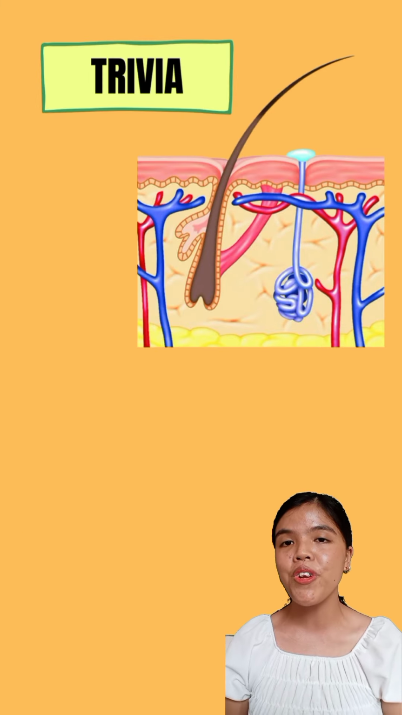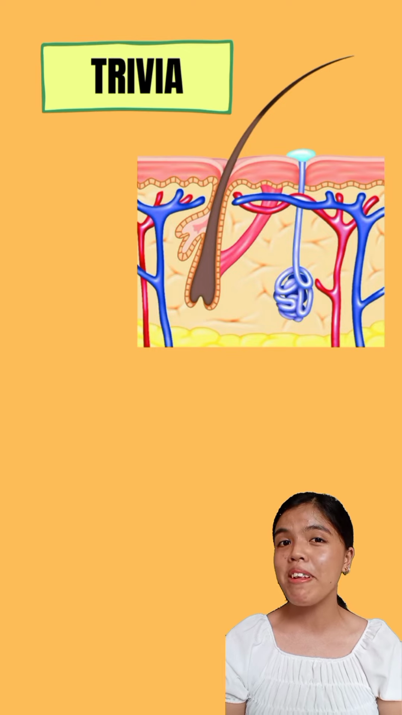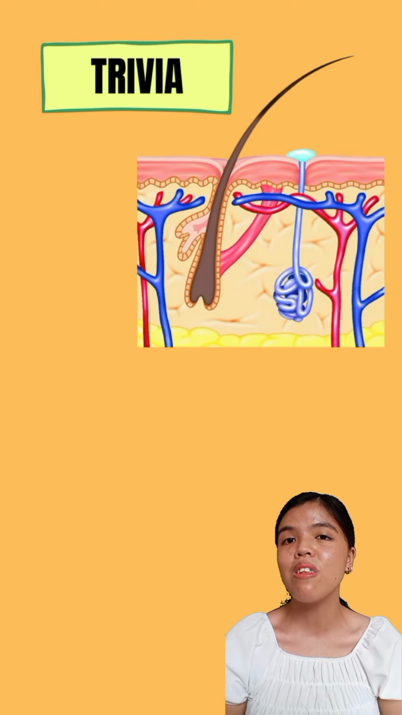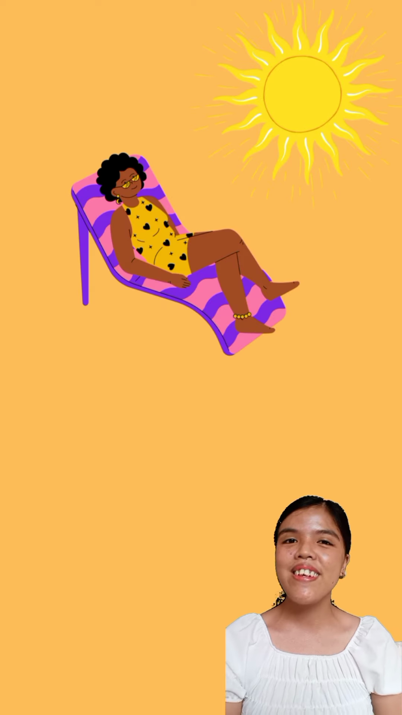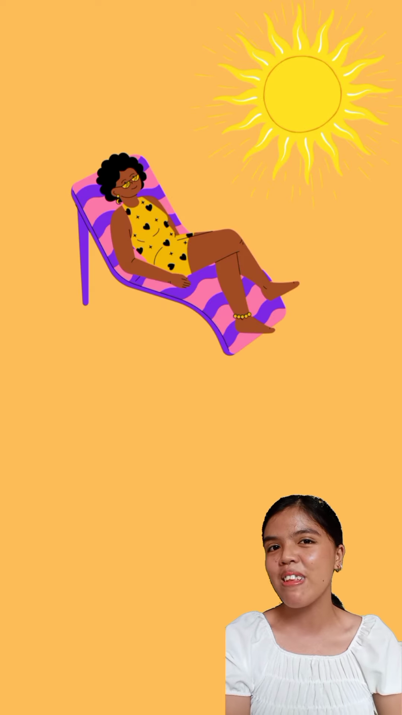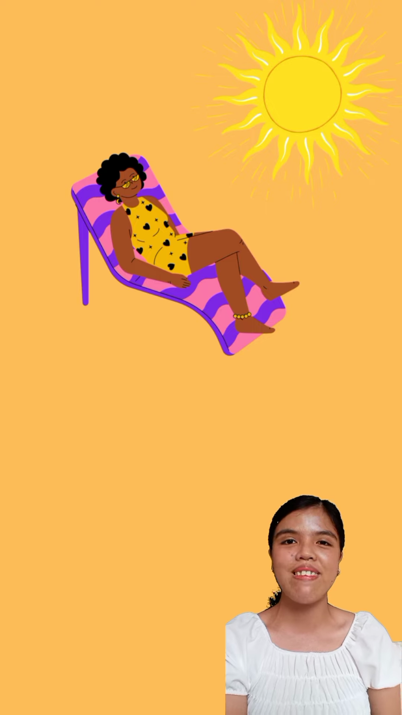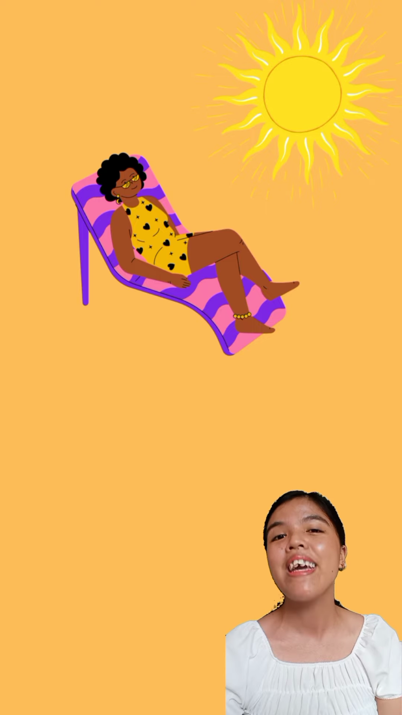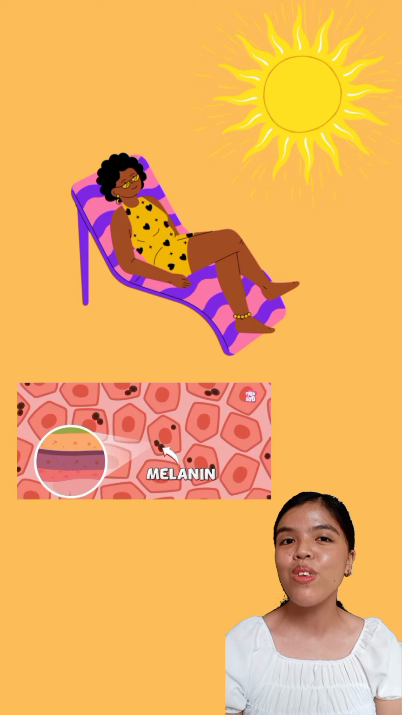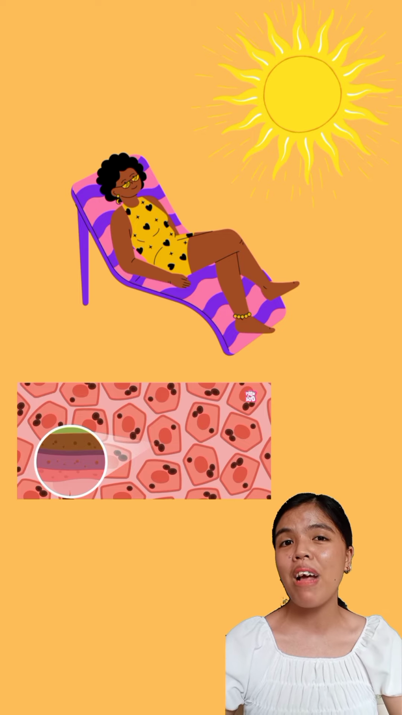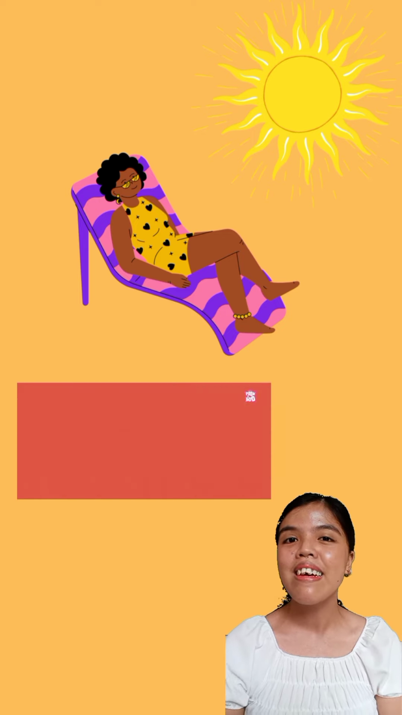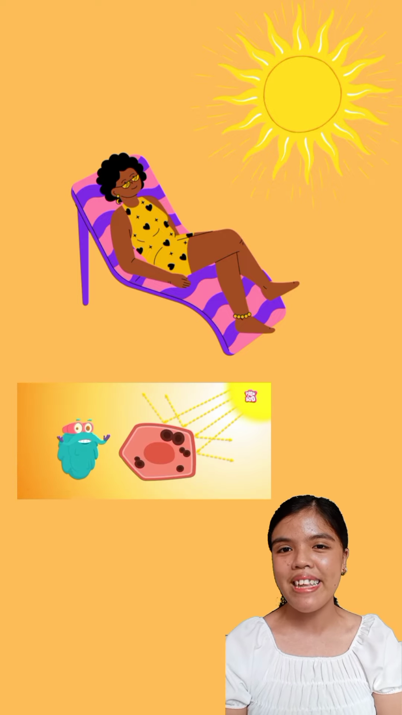Let's just have a trivia. Did you know that every minute our skin loses 30,000 to 40,000 dead skin cells? Amazing, right? Another thing, have you ever noticed why our skin tone gets darker once we are exposed to the sunlight for a long period of time? It is because of melanin, a substance in our skin that protects us from UV rays. Our skin produces more melanin when we are exposed to the sunlight. That's why you get a tan from sunbathing.